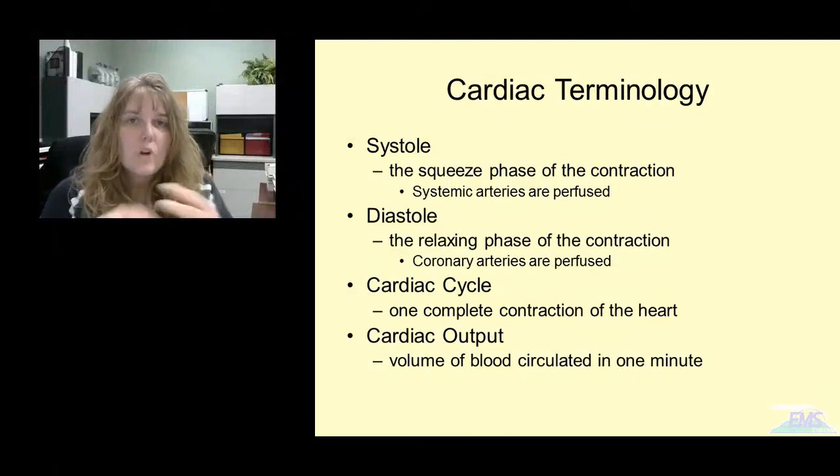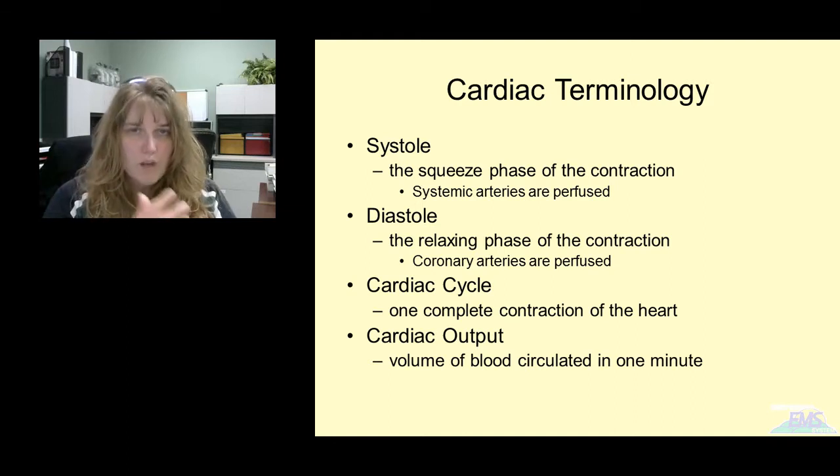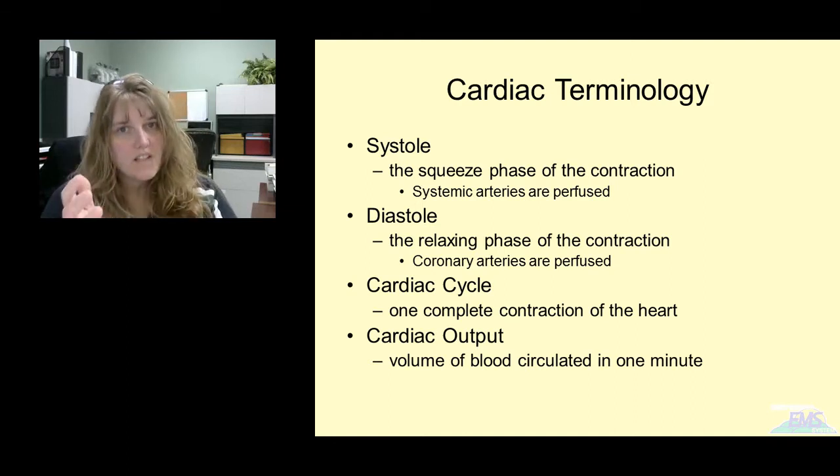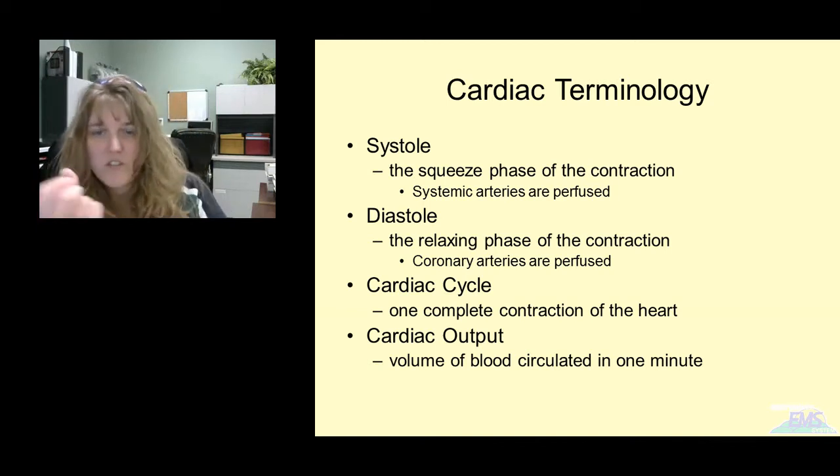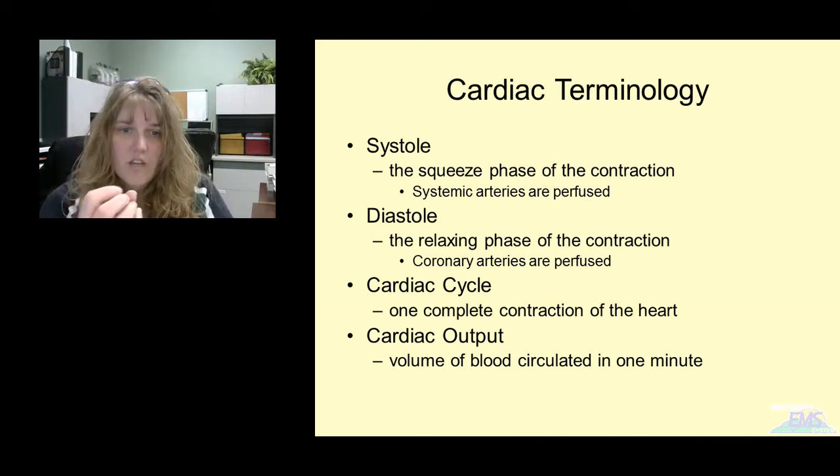On review of the cardiac terminology, you have the systole, which is the actual contraction or squeezing of the heart, and that's when the systemic arteries are being perfused. Whereas during diastole, this is the relaxation phase, and the coronary arteries are being perfused at that point.